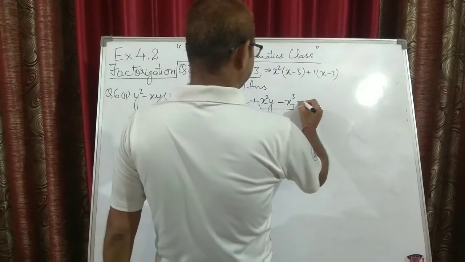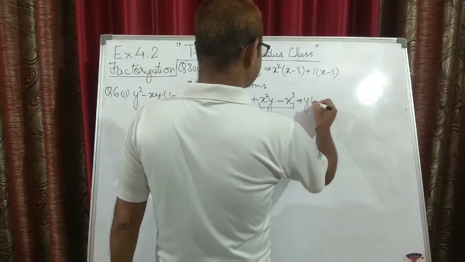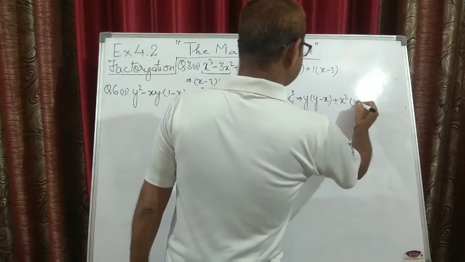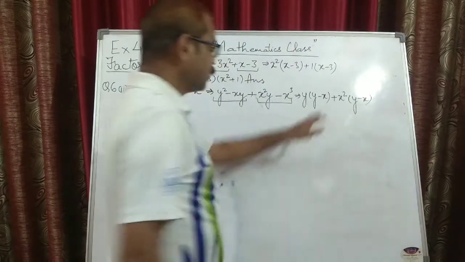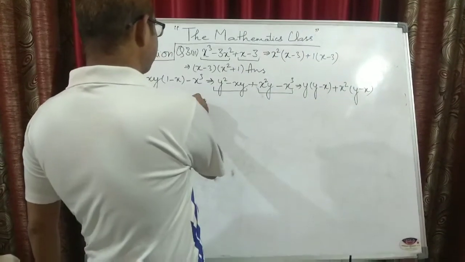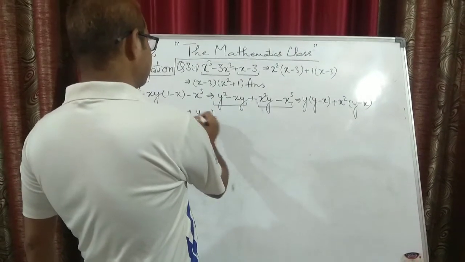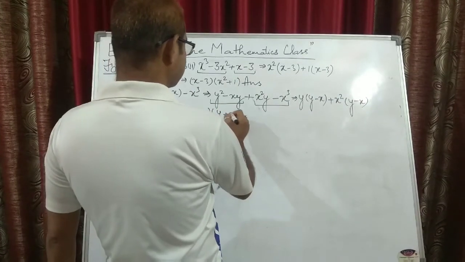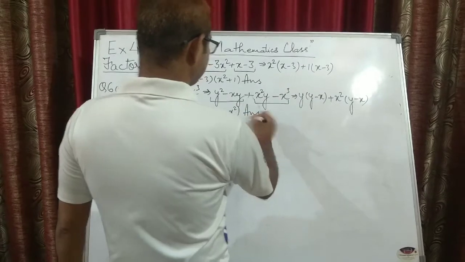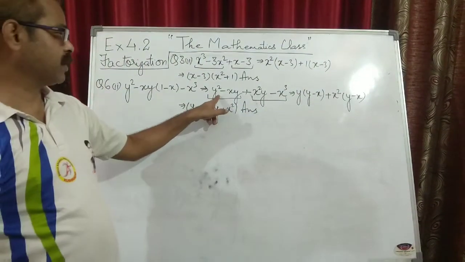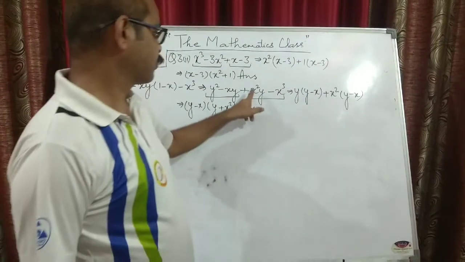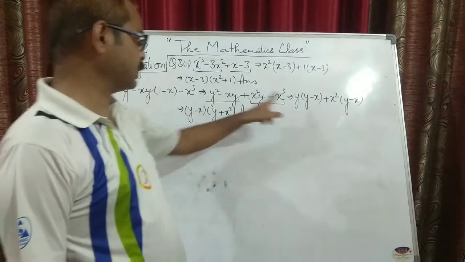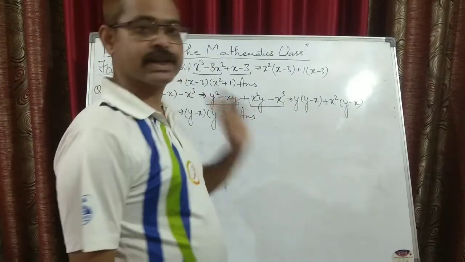So what I am doing, I am taking y common. What is left? Y minus x, plus x square common. What is left? Y minus x. Now from both we can take y minus x common, and that is what we are left with, y plus x square. That is the final value. From here we took y common, so y minus x. From here we took x square common, so y minus x. Now y minus x was common, so what is left? Y plus x square, that is the final value.